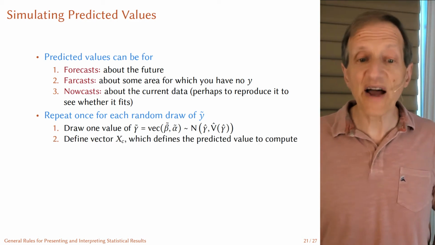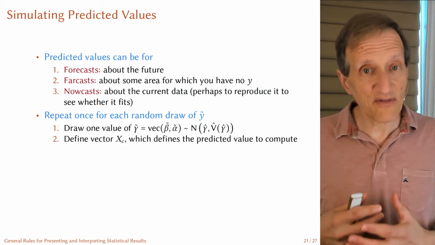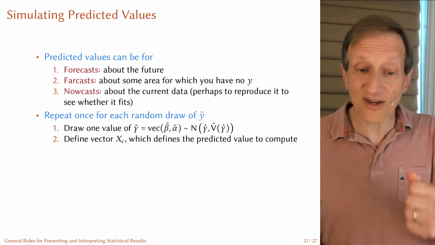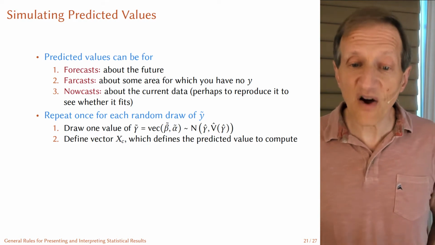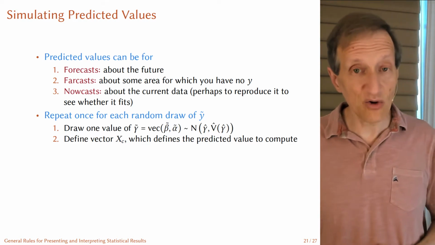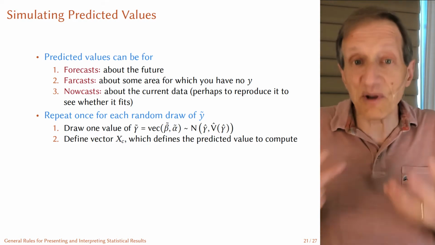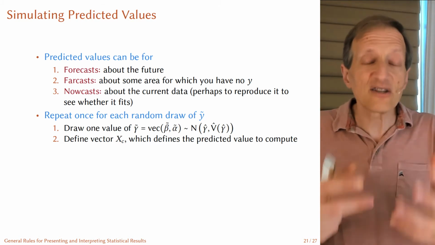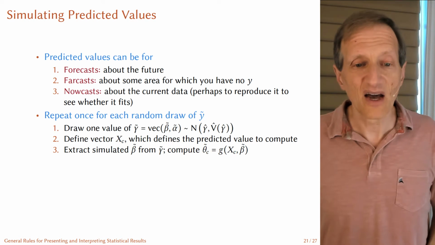Second, we define a vector of values of the explanatory variables. Since we're going to choose it, I'm going to call it x sub c, for choose, which defines the predicted value to compute. If you're going to have a predicted value, it has to be a predicted value of something, and we're going to define what that something is based upon x sub c.